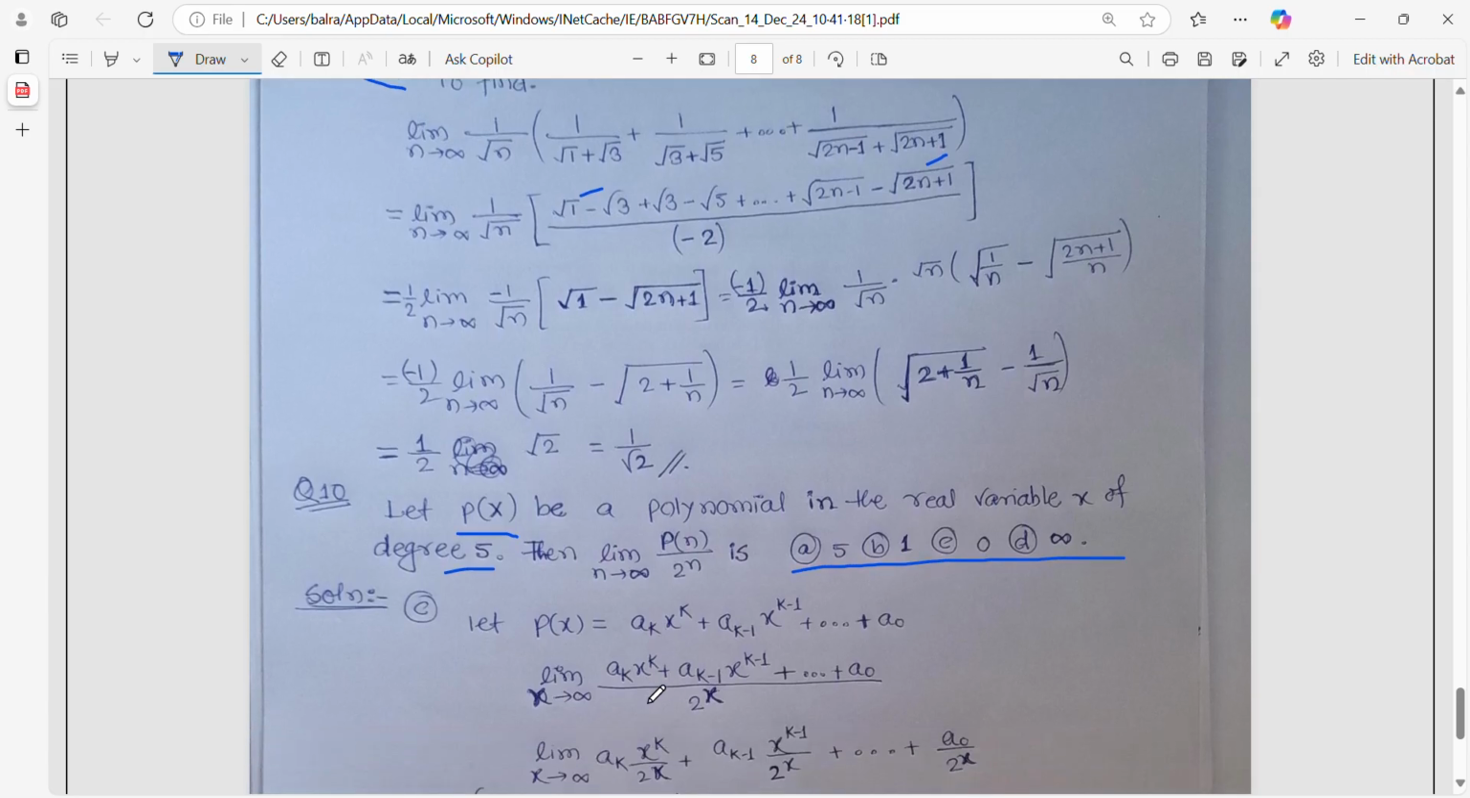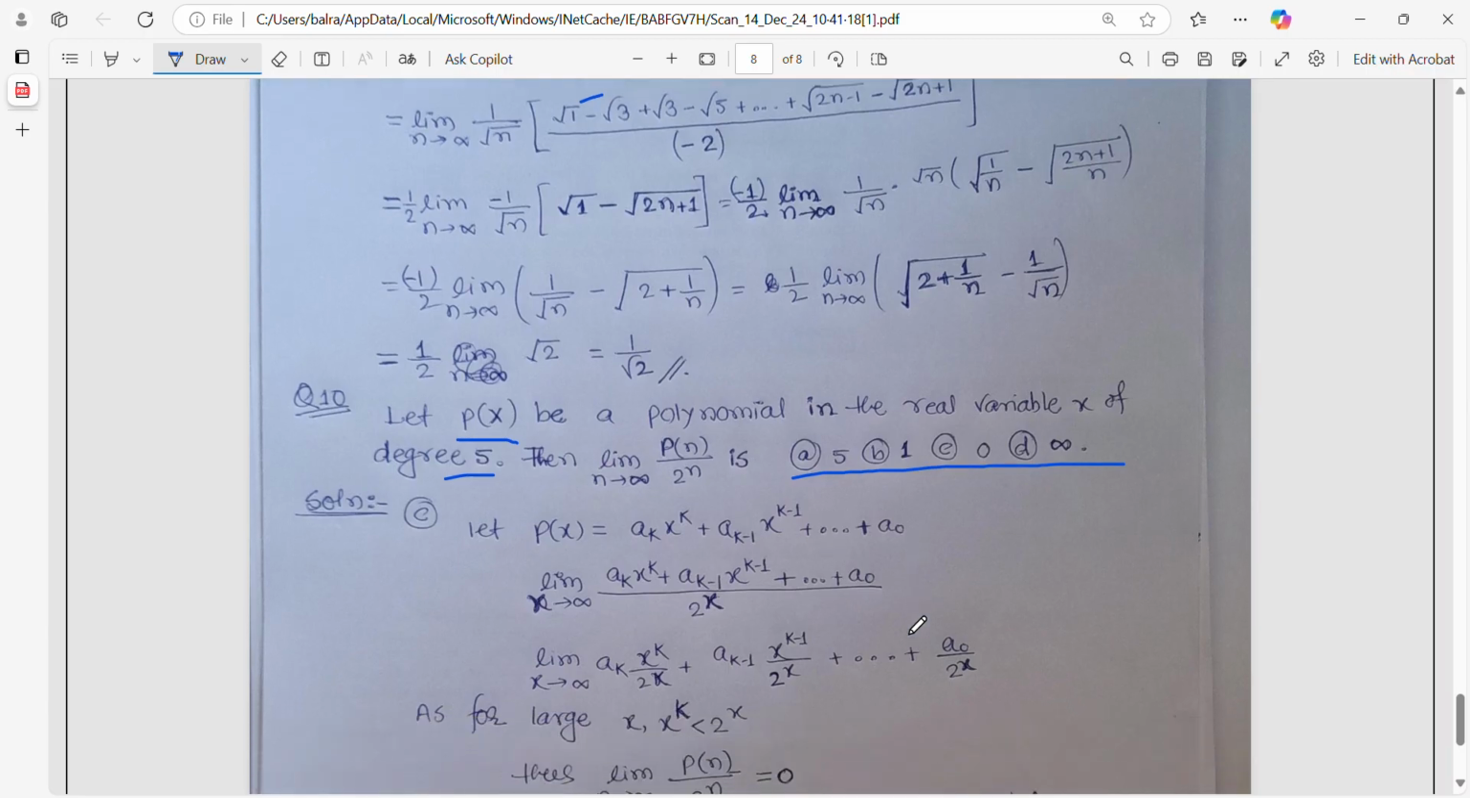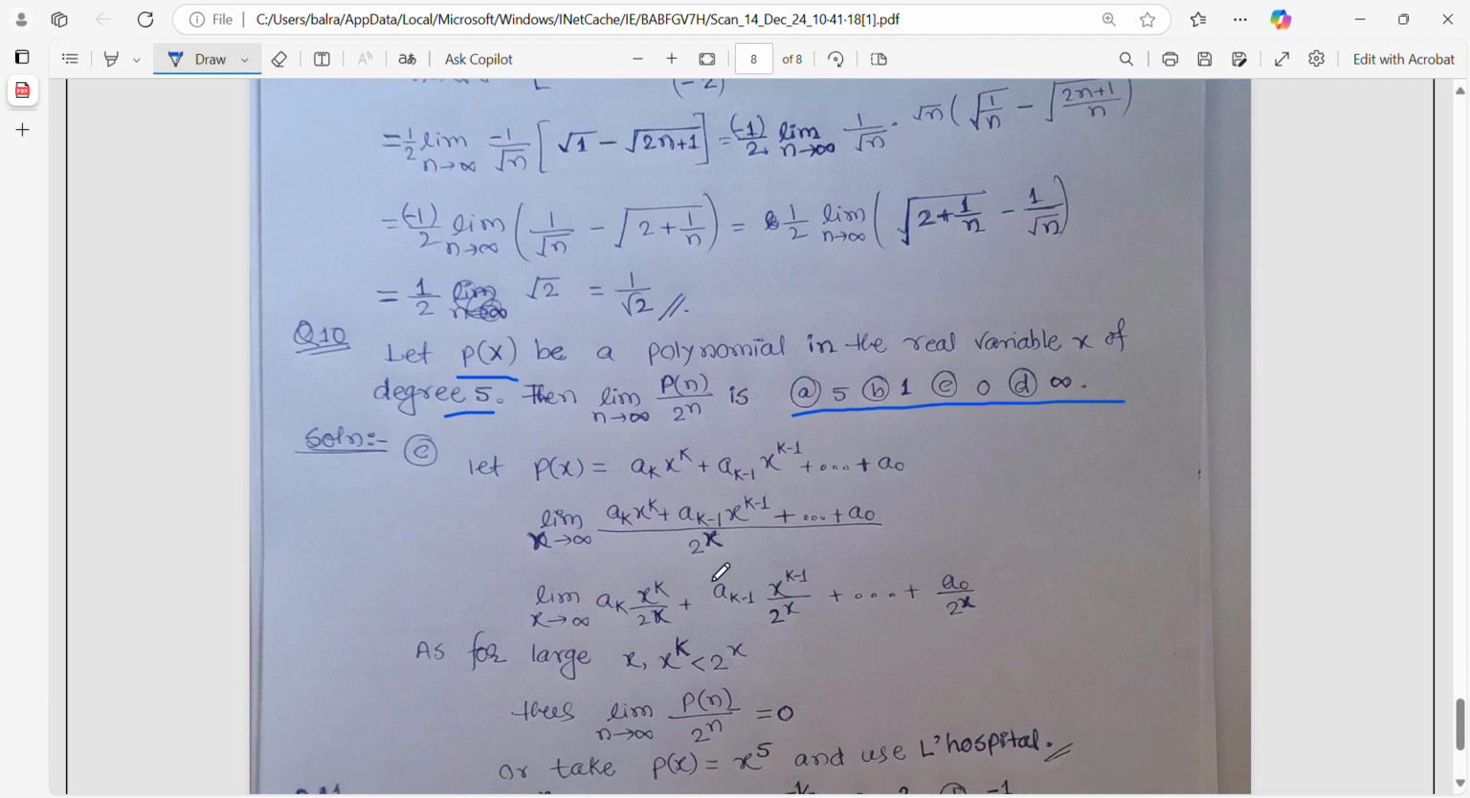So let p(x) equal to a_k x to the power k plus a_(k-1) x to the power k minus 1 plus dot dot dot a_0. Limit x tends to infinity, a_k x to the power k plus a_(k-1) x to the power k minus 1 plus dot dot dot a_0 by 2 power x. Now we will separate this like, we will put 2 power x under every term. So what will come, a_k x to the power k by 2 power x, like that it will come.